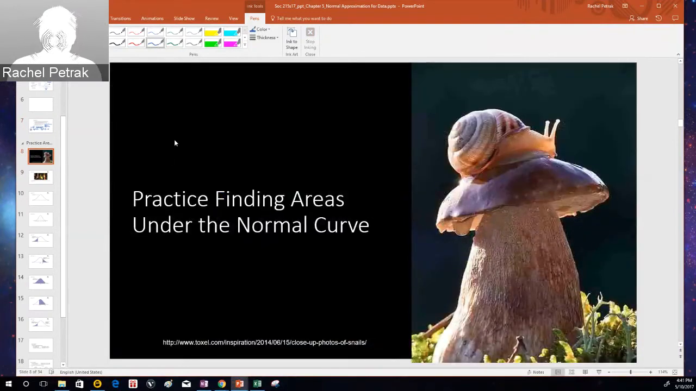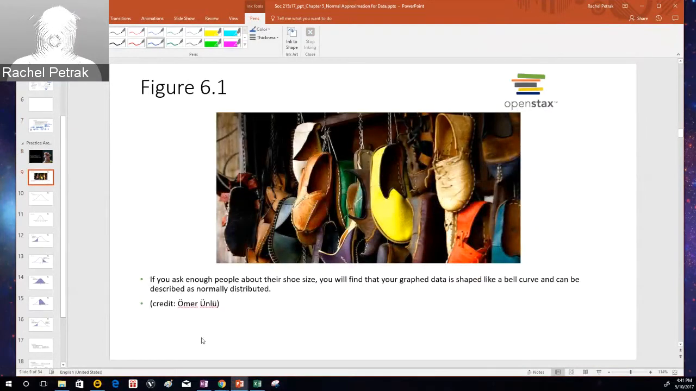So now let's look at some practice finding areas under the normal curve. So we've established that the normal curve corresponds to reliable areas or proportions of the population. And so we're going to apply this in several different circumstances. Before we jump into that, let's think just a moment about some data that's normally shaped.